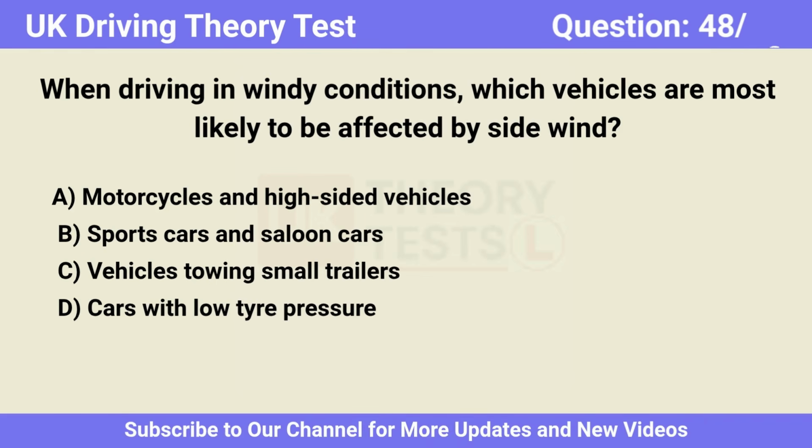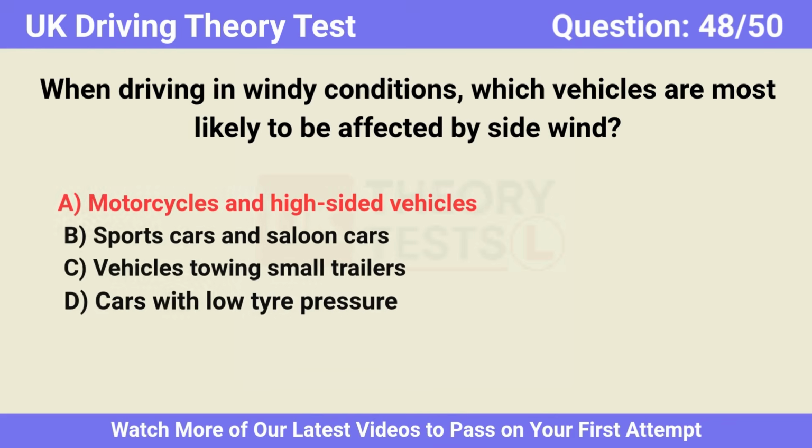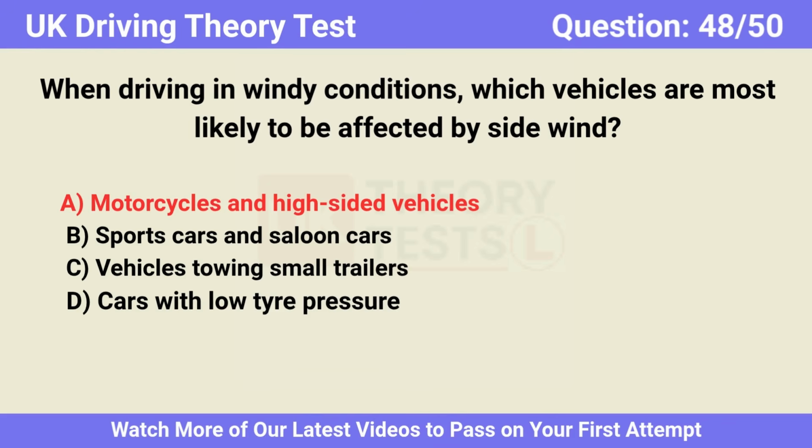When driving in windy conditions, which vehicles are most likely to be affected by side wind? A. Motorcycles and high-sided vehicles. B. Sports cars and saloon cars. C. Vehicles towing small trailers. D. Cars with low tire pressure. Correct option is A. Motorcycles and high-sided vehicles.